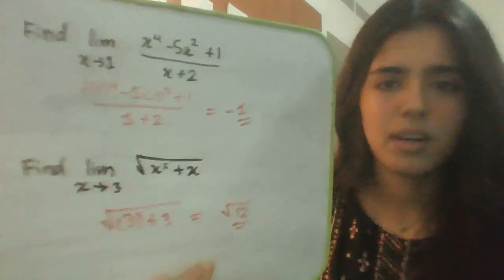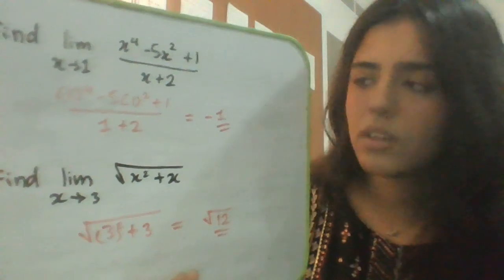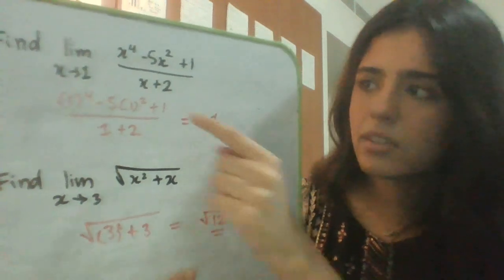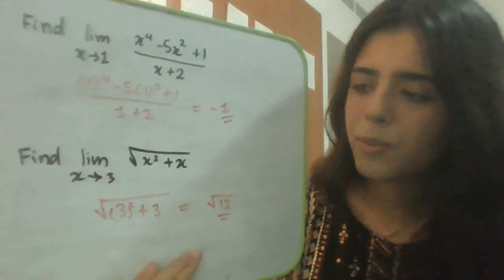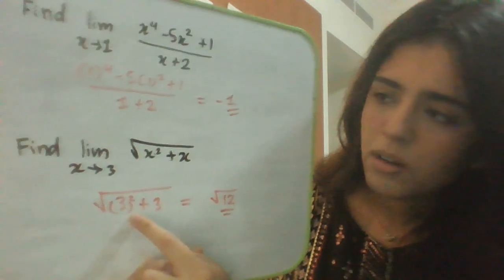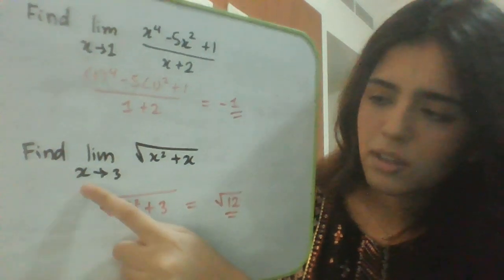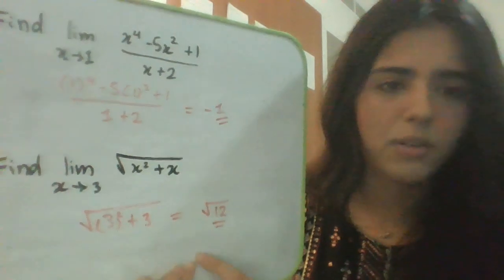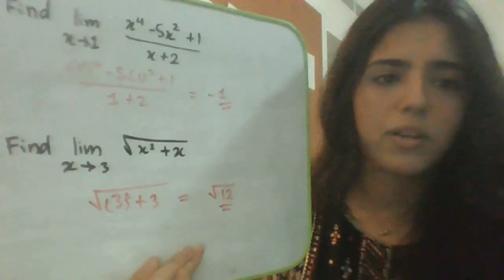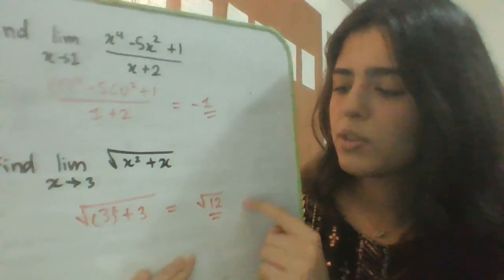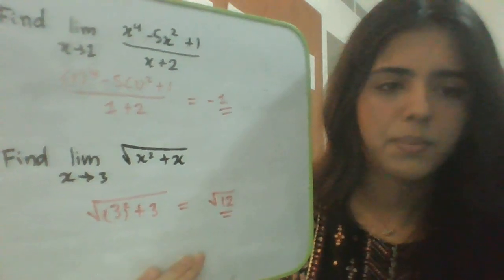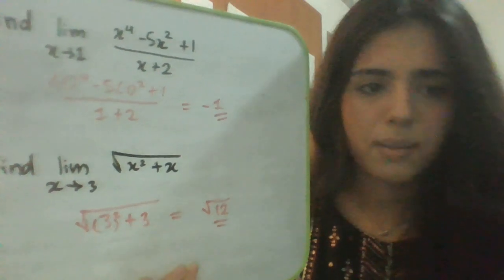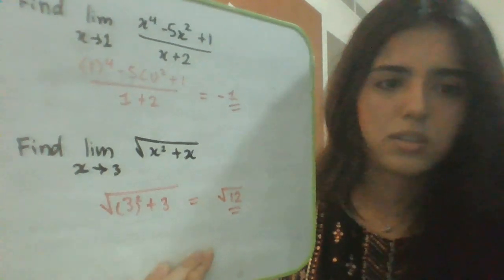Okay, guys, so I just plugged in each value and I got that the limit of equation A is going to be -1 when x is approaching 1. Okay, and for B, I got that when this function approaches 3, the limit is going to be root 12. Okay, you're not going to take the square root of 12 because you'd get decimals, so just put the exact answer. Okay, by putting the square root, you'll put the exact answer.